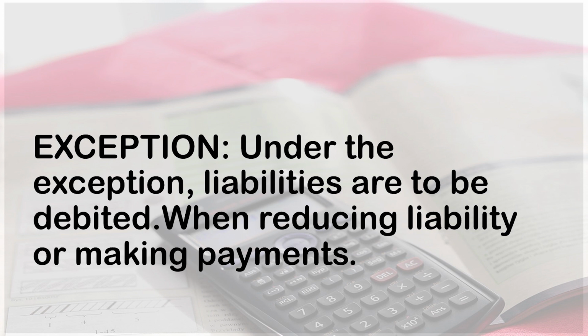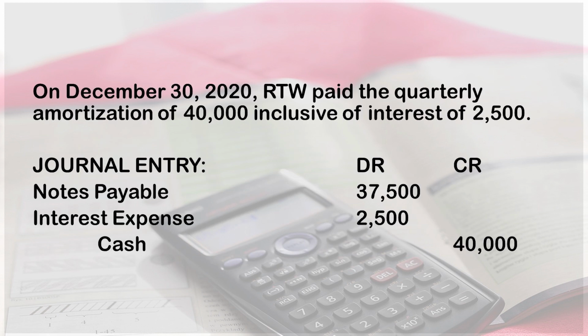Here is now the exception under the rule on liability. Under the exception, liability should be debited as when you are reducing the amount of liability or when you are making payments. Let's have a simple illustration. On December 30, 2020, the business JRTW paid the quarterly amortization of 40,000 inclusive of interest of 2,500. Under this transaction, we have to make a journal entry. Our journal entry, debit, take note, debit notes payable of 37,500. This is under the exception.